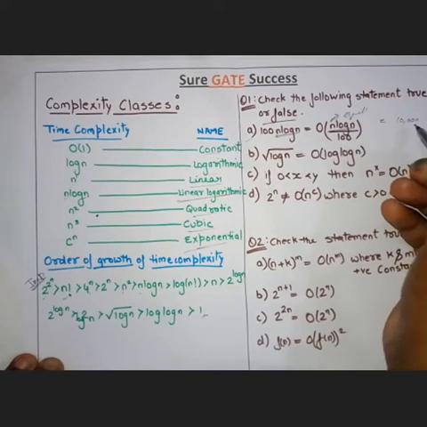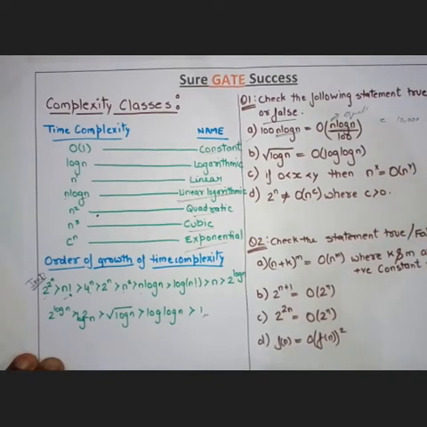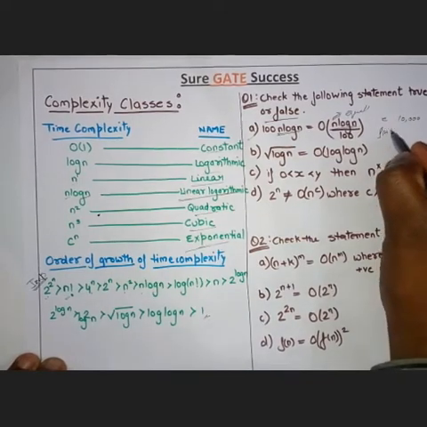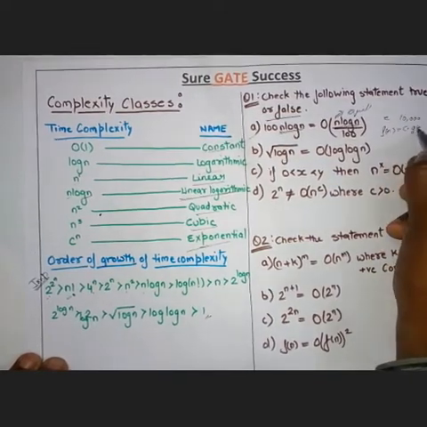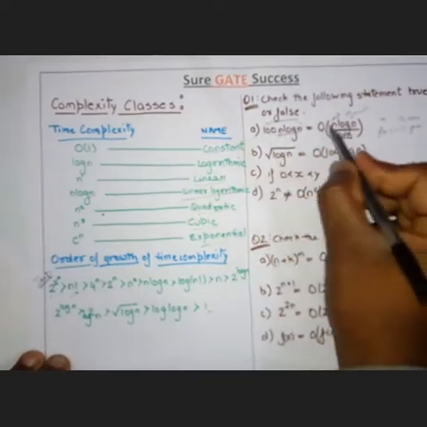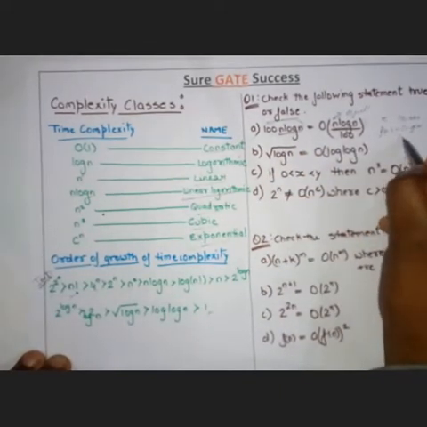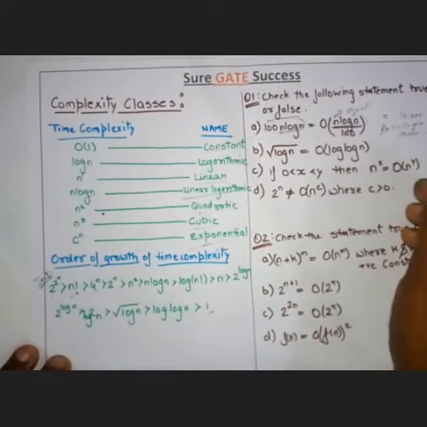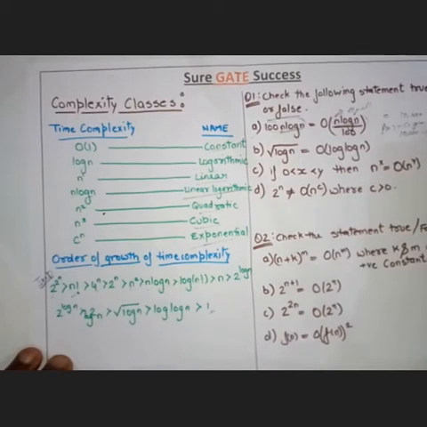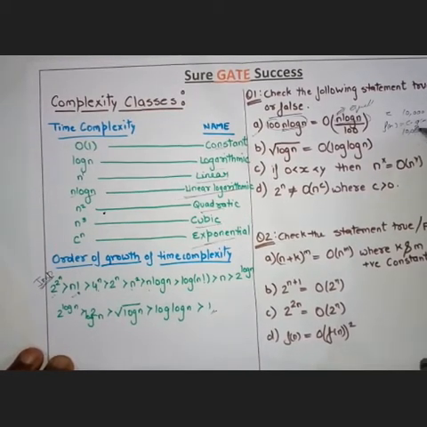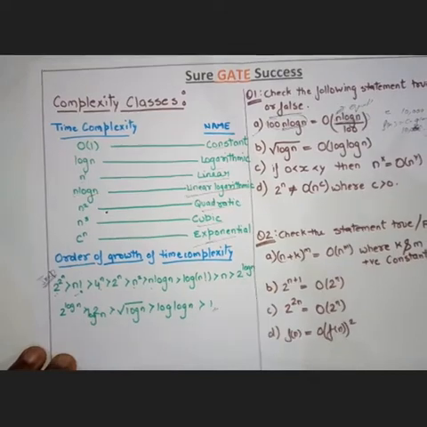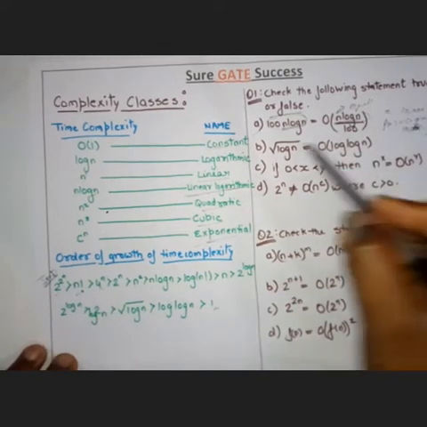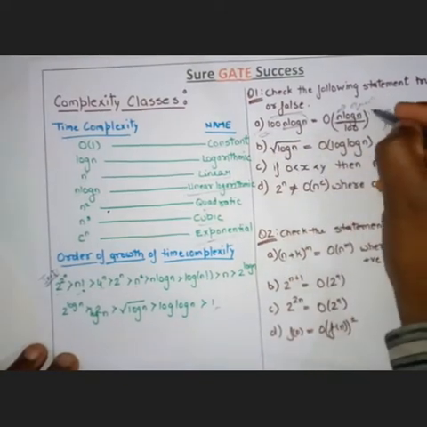Because if we put the value of C as 10,000, as we have studied in the second video on asymptotic analysis, f of n is equal to C into g of n. It is f of n, it is g of n. If we put the C value as 10,000 and the g value is n log n upon 100, what will it be now? It will be 100 log n. So this one is true.